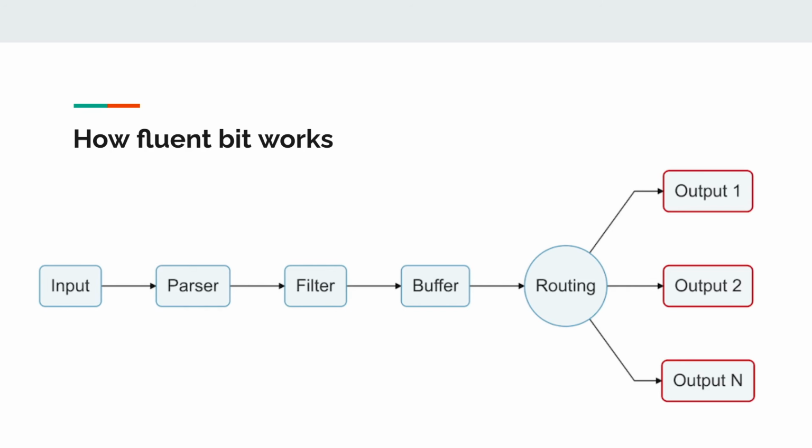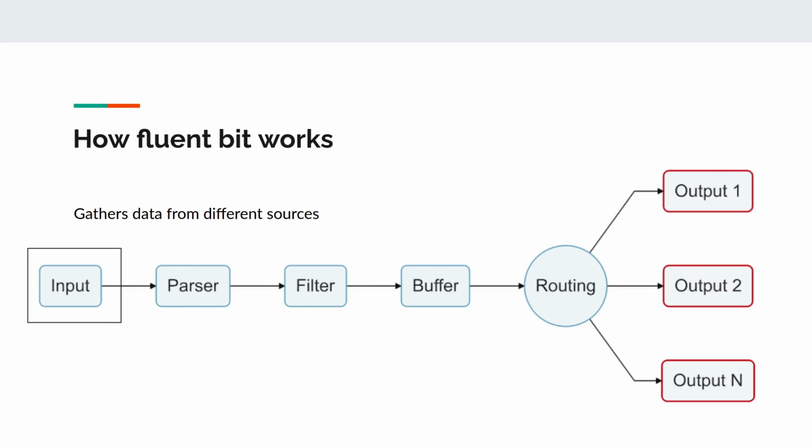Now let's see how Fluent Bit actually works. This is the lifecycle over which our messages are passed through various components in Fluent Bit. We have input, parser, filters, buffer, and at the end we have routing. These routings are capable of sending those messages, based on the tags, to different output sources like Elasticsearch or S3 or some Hadoop processes.